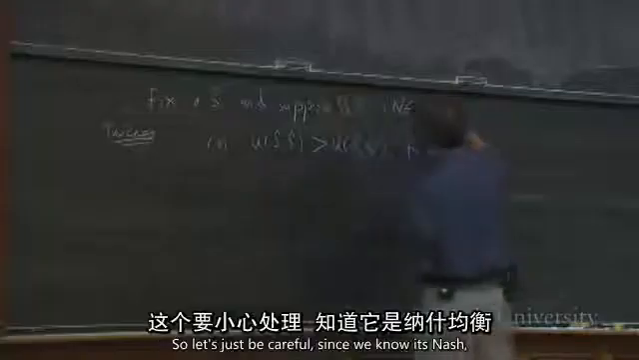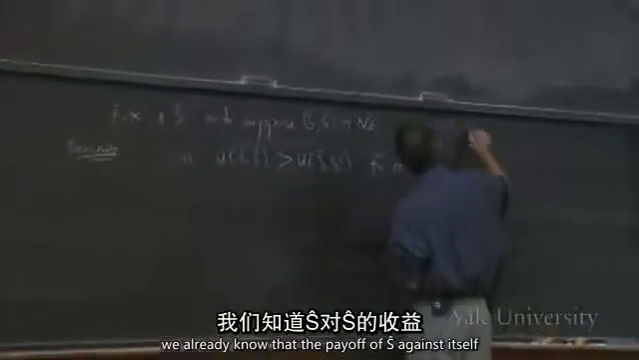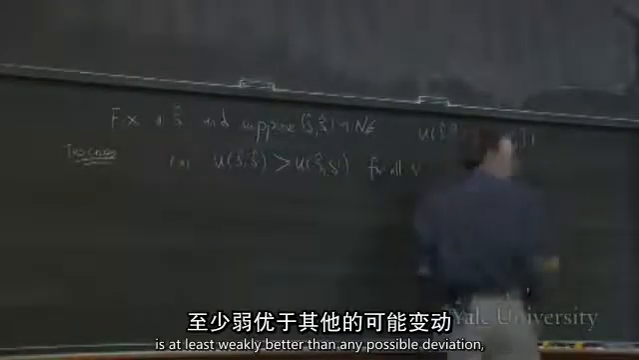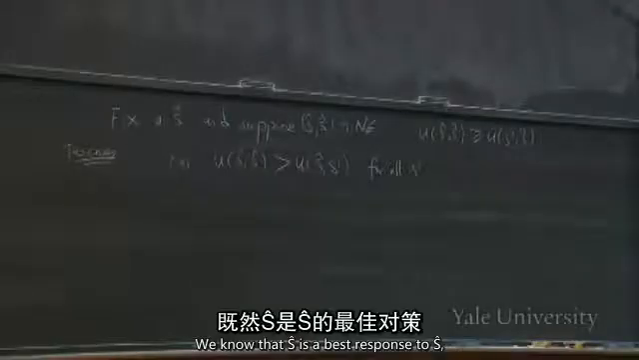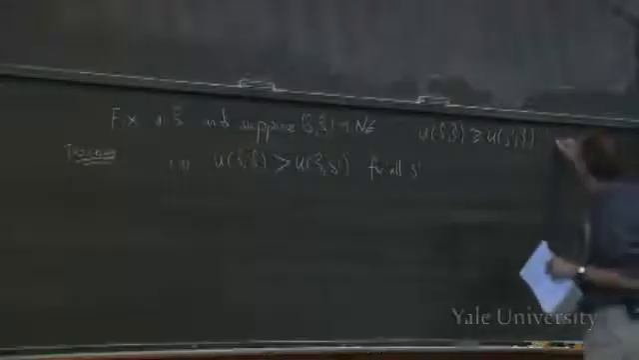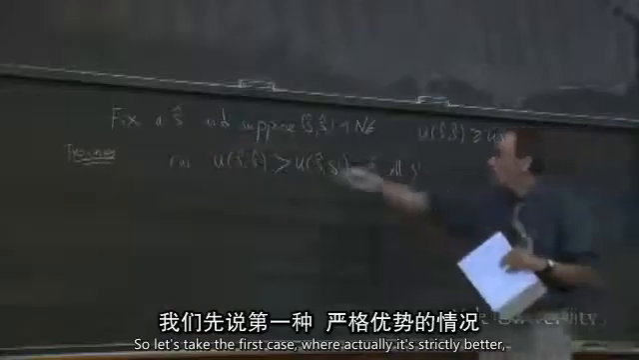So let's be careful. Since we know it's Nash, we already know that the payoff of S hat against itself is at least weakly better than any possible deviation. That's what it means to be Nash. Everyone agree with that? We know that S hat is the best response to S hat, so it must be weakly better than any possible deviation. So let's take the first case where actually it's strictly better.